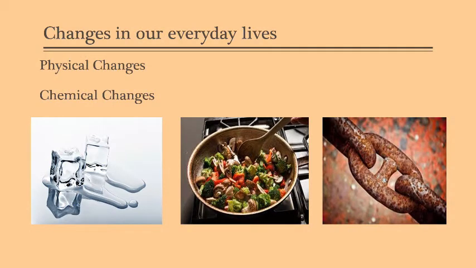Almost all the changes taking place in matter can be classified into two categories, physical change and chemical change. Physical change is one that changes the shape, size, physical state and appearance of a substance but not its chemical composition. A chemical change is a permanent change and gives rise to one or more new substances with different composition and properties. Here I have some pictures of changes in our everyday life.